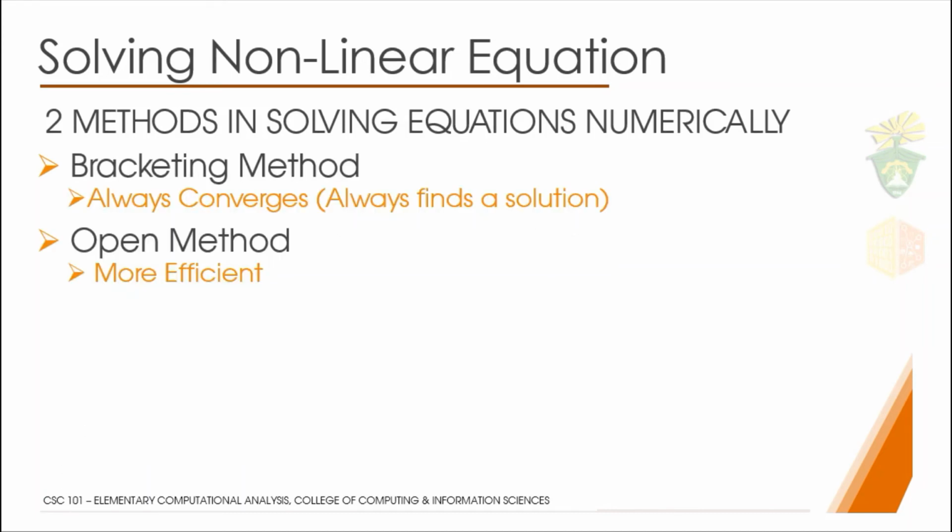So the bracketing method always converges, meaning the bracketing method is guaranteed to find an appropriate approximate solution, unlike the open method. However, the open method is much more efficient. Each method has an algorithm that will be discussed in the subsequent lecture videos, and you will be assigned a task to implement them on your own.